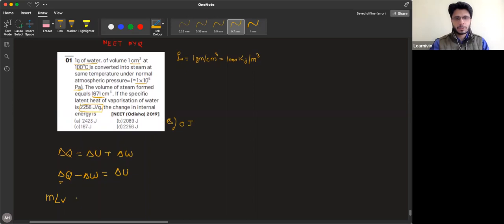Perfect. Minus W. See, the pressure is constant. It's 1 into 10 raised to 5 pascals. Krishna, how will you calculate work done here? P delta V. Yeah, P into delta V, which is final volume minus initial volume.